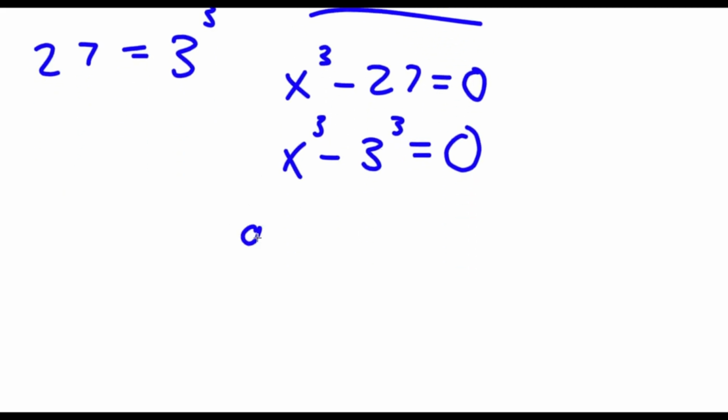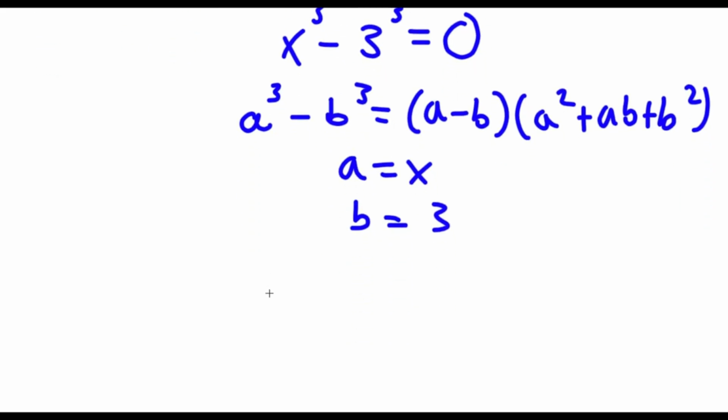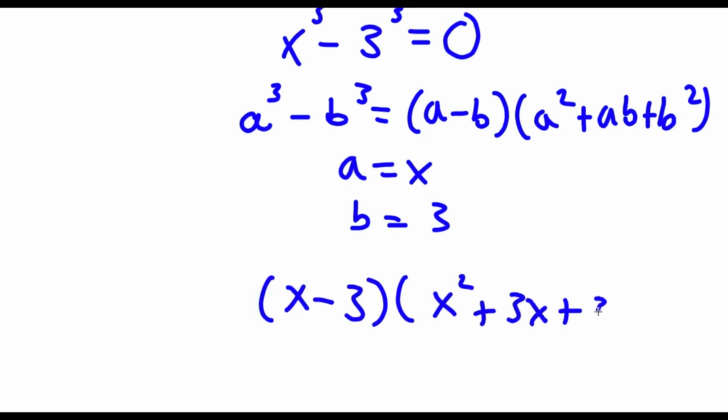Now, if I have something in the form a to the power of 3 minus b to the power of 3, this is equal to a minus b times a squared plus ab plus b squared. So in this case, a is equal to x and b is equal to 3. So now I have x minus 3 times x squared plus 3x plus 3 squared.